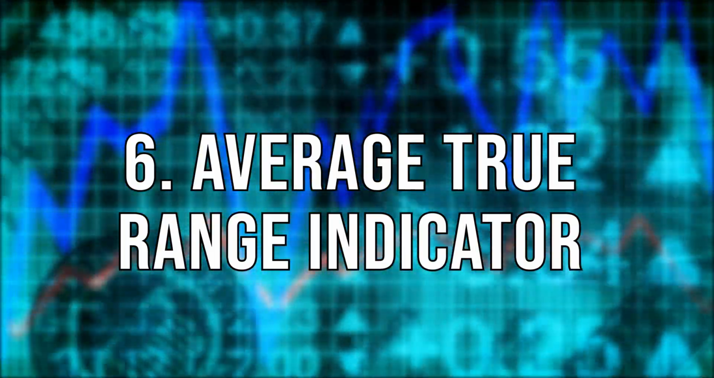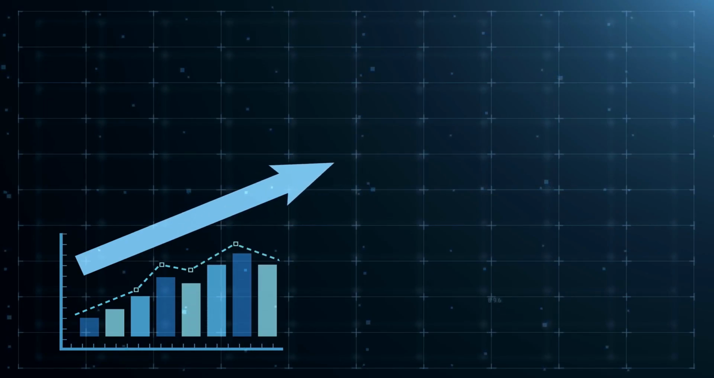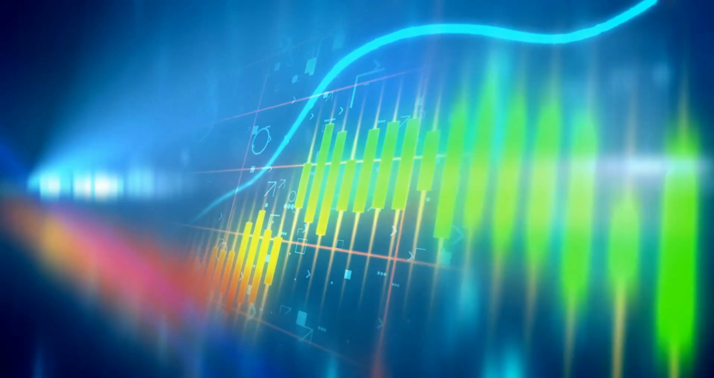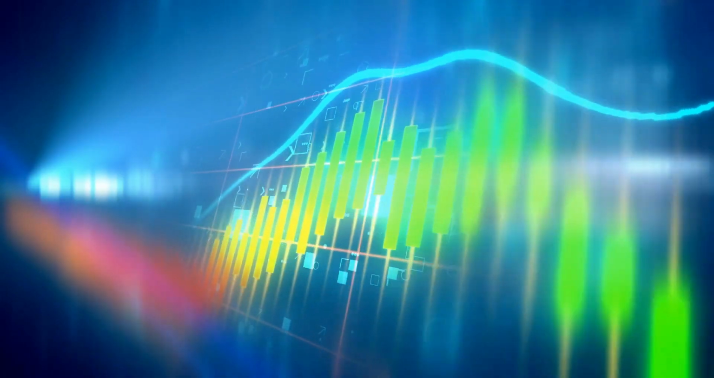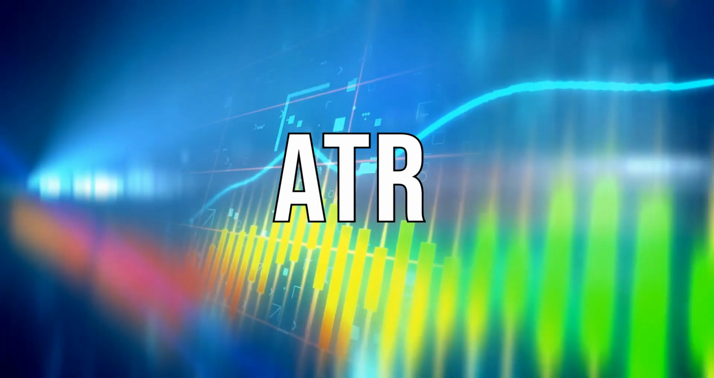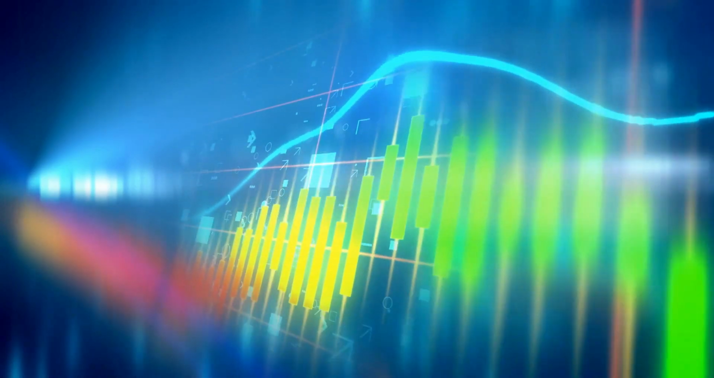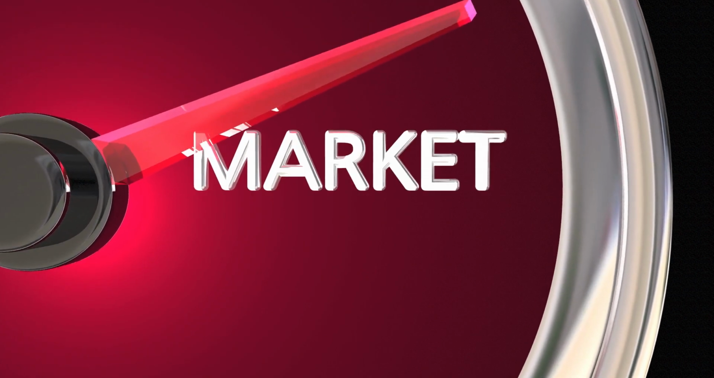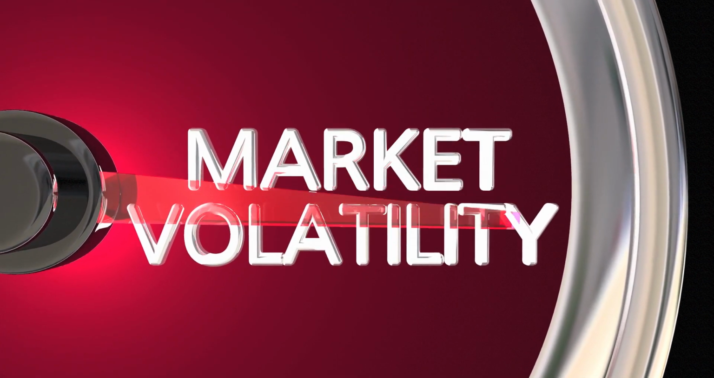Number 6. Average True Range Indicator. This Average True Range Indicator may also be used to determine market trading entry points and exit points. Any currency pair may be utilized with this Average True Range, also known as ATR. The average true range of a currency pair determines its volatility. In the Forex market, volatility assessment is crucial since it is linked to actual market activity.